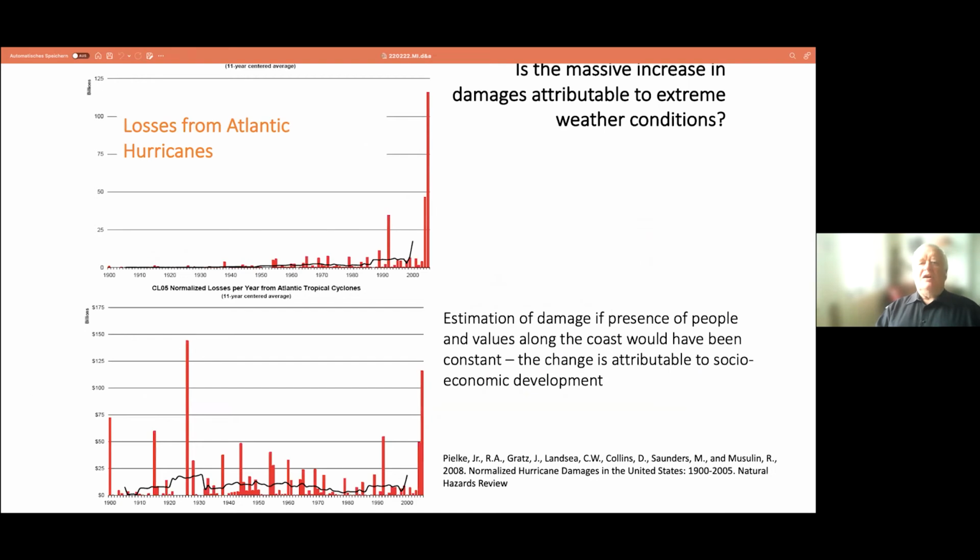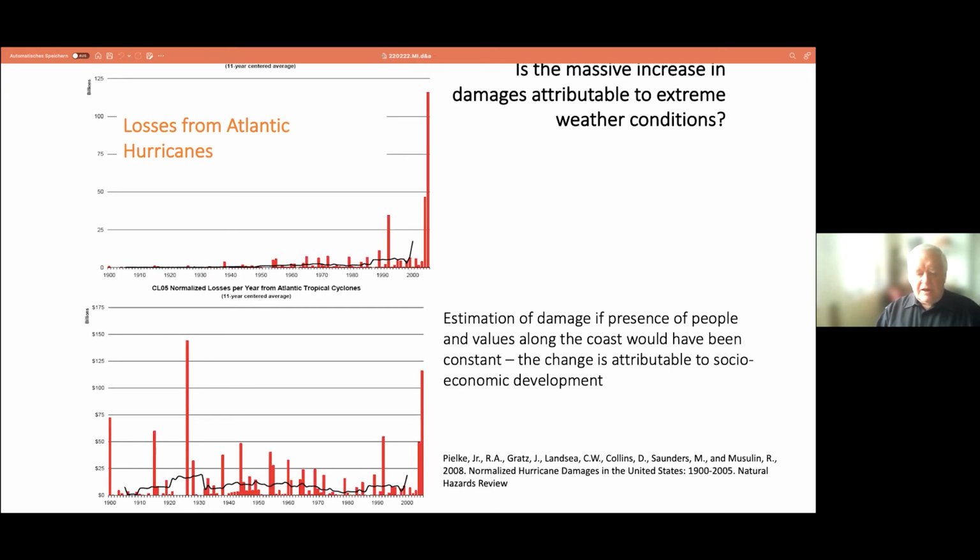Now, what about the other issue, the economic losses from Atlantic tropical cyclones in the United States? So I had shown the top diagram before, and then this research group from the United States made an estimation of how much damage would have happened if the number of people and values along the coast would have been constant. And obviously there's much more value amassed in Florida than previously, and also much more people live there now.